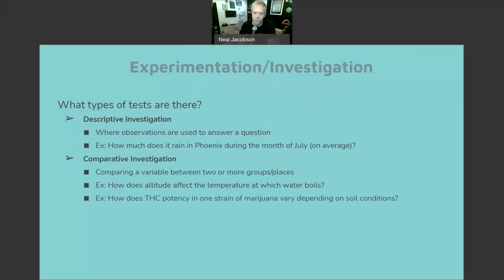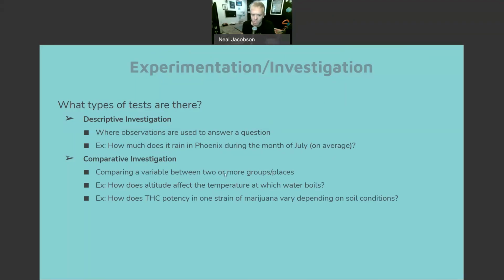And here's one for all the stoners in the class: how does THC potency vary in just one genetic strain? That would be a bunch of clones of marijuana. How would the potency vary depending on the soil conditions it's exposed to? Do I just use pure coco coir? Do I use Miracle-Gro? Do I use just regular garden soil? And how do those soil conditions impact the potency of the flower produced by that genetic strain? So all identical.